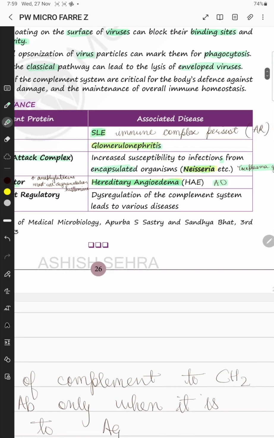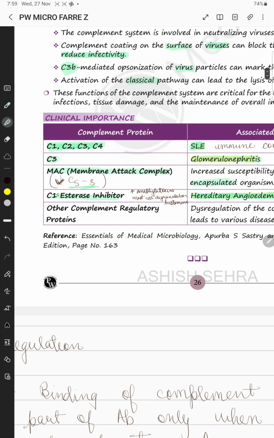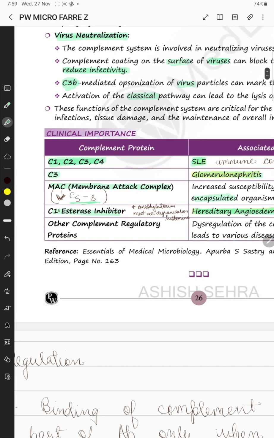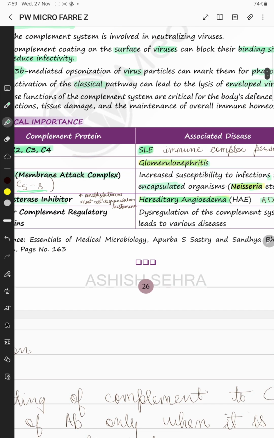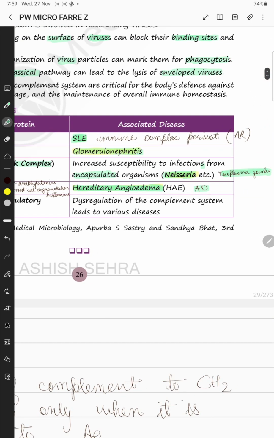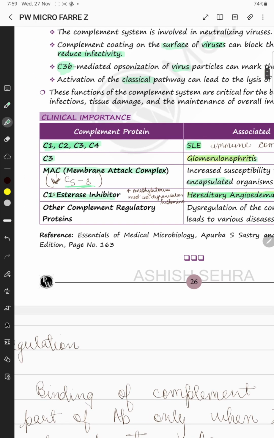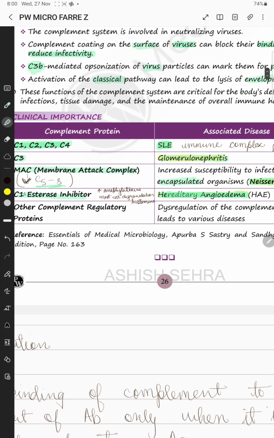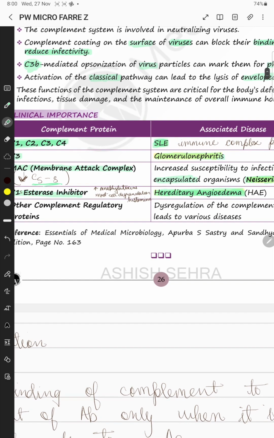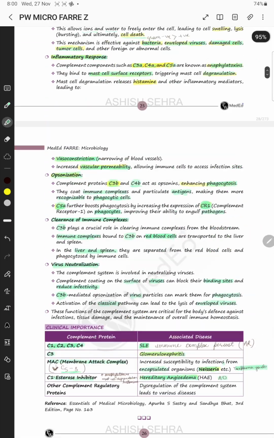लास्ट इज अदर कॉम्प्लीमेंट रेगुलेटरी प्रोटीन से एसोसिएटेड कौन सी डिजीज़ है? डिसरेगुलेशन ऑफ द कॉम्प्लीमेंट सिस्टम लीड्स टू वेरियस डिजीजेज. अर्ली कॉम्प्लीमेंट प्रोटीन दैट इज C1 to C4 के कारण SLE होता है. C3 के कारण ग्लोमेरुलोनेफ्राइटिस हो सकता है. MAC दैट इज मेम्ब्रेन अटैक कॉम्प्लेक्स के कारण निजेरिया और टॉक्सोप्लाज्मा गोंडाई जैसे इन्फेक्शंस का ससेप्टिबिलिटी इंक्रीज होता है. C1 एस्टरेज इनहिबिटर के कारण हेरिडिटरी एंजियोएडेमा का चांस होता है. दैट वाज अबाउट कॉम्प्लीमेंट सिस्टम.